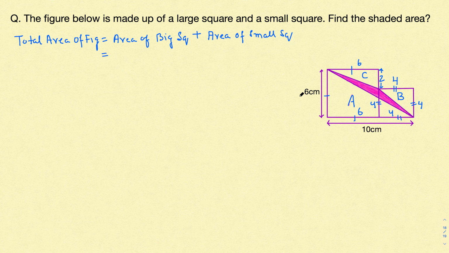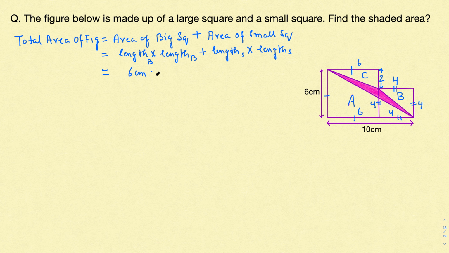So what's the area of the big square? Remember, it's length times length. Let's say length B is for the big one, so length big times length big, and the length of the small one, length small times length small. Now just put in the values. What's the length of the big square? It's 6.